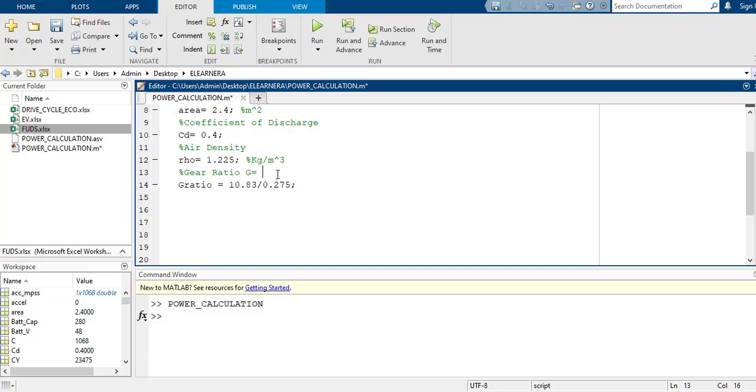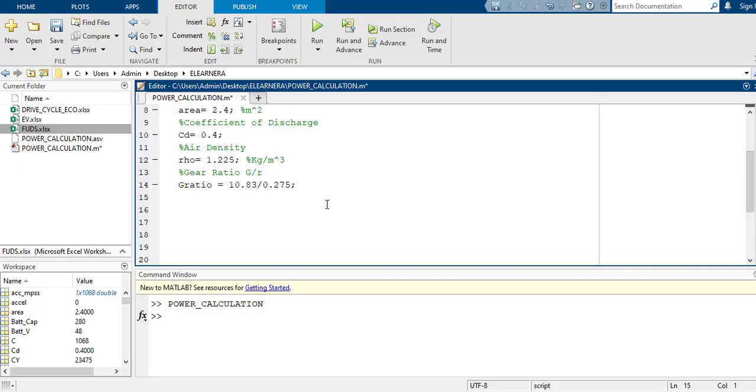So we require that gear ratio, because for the power there is a formula, that is force into velocity. And for the torque, we have a formula, that is force into radius. So for that purpose we already multiplied by a gear ratio, so we can get the value directly in terms of the motor.